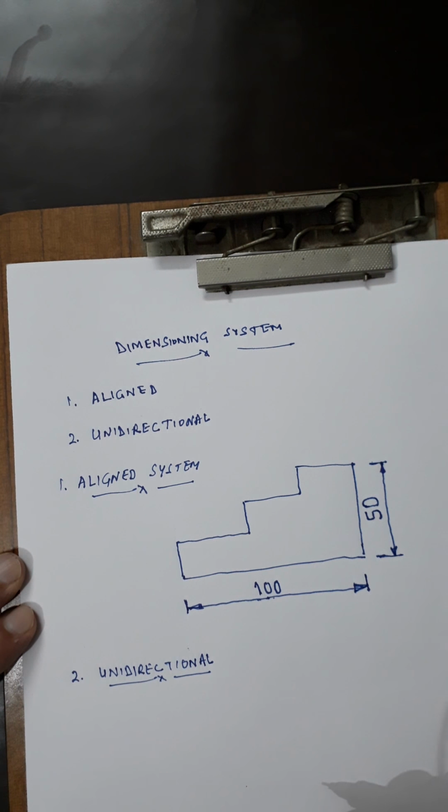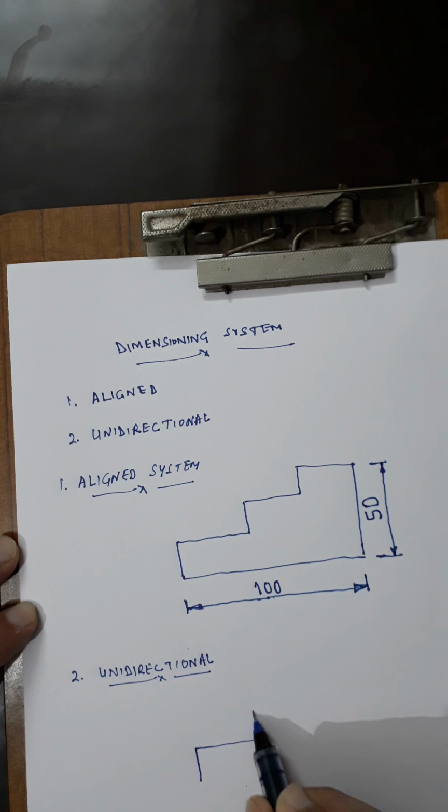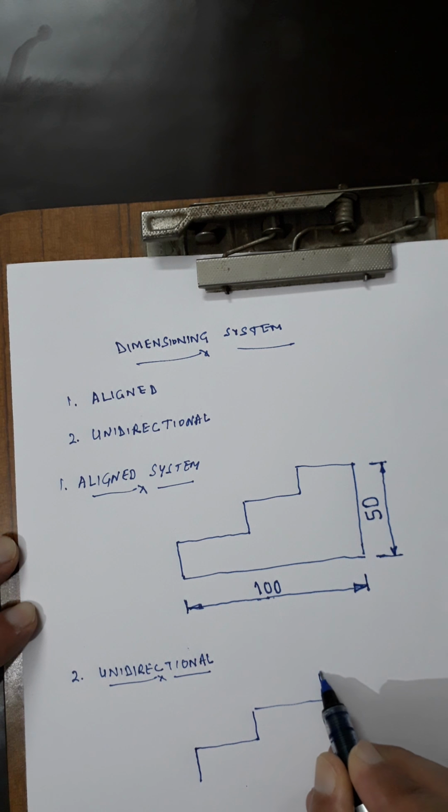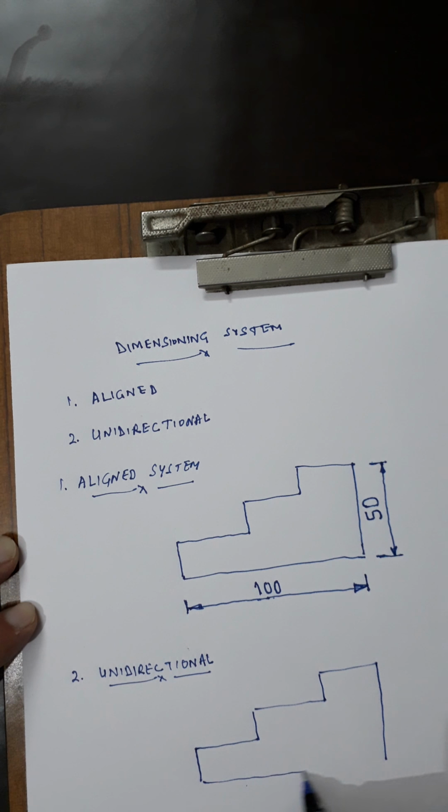In this system, the only difference is that all the dimensions are read from the bottom edge of the sheet, meaning horizontal as well as vertical. So I will again take the same example. Here, this is the extension line, and this is the dimension line. The dimension line is broken in between at the center. So the dimension is put like this, the horizontal dimension.